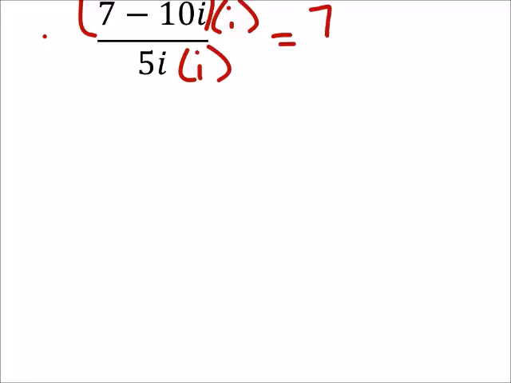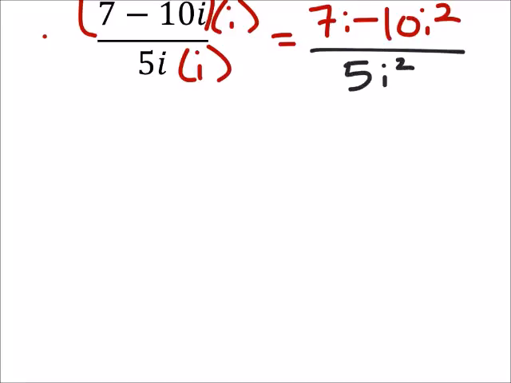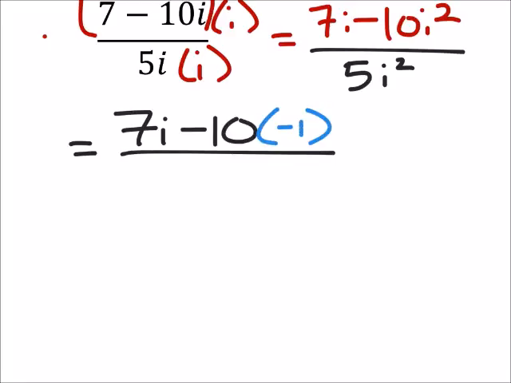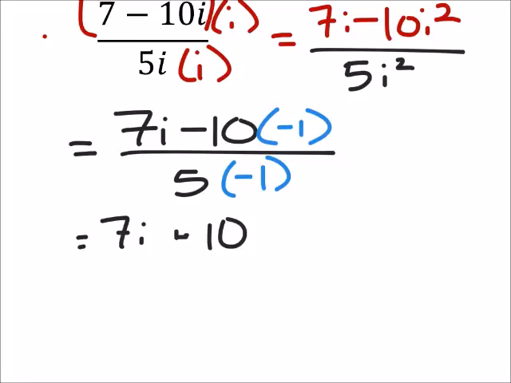So distributing that i would give us 7i minus 10i squared, and this is over 5 times i squared now. And this ends up being 7i minus 10, because that i squared now becomes a negative 1, all over 5, and i squared once again is negative 1. So then I've got 7i plus 10 all over a negative 5.